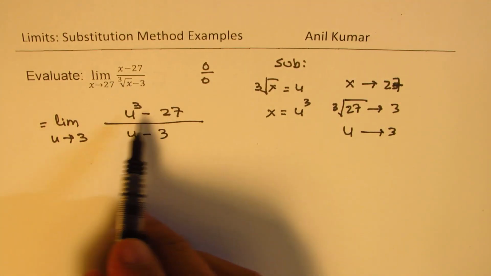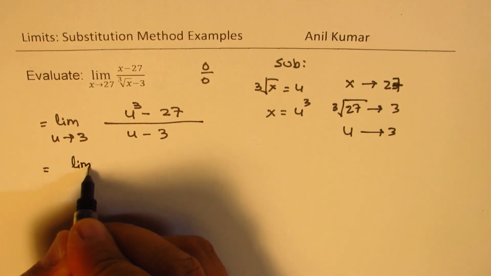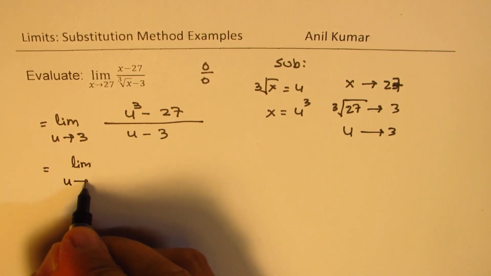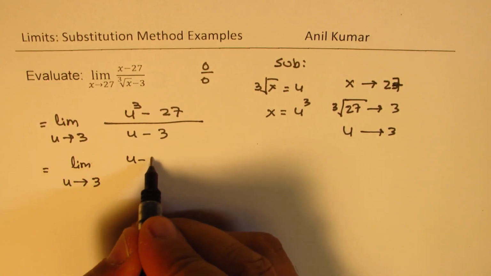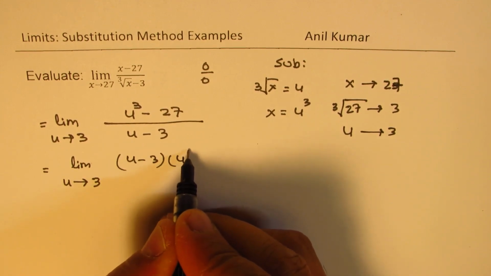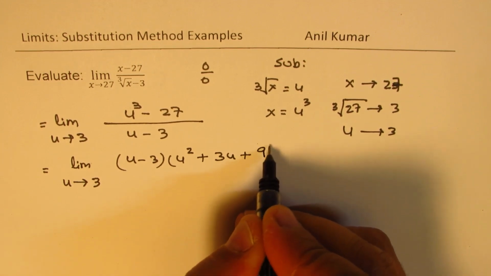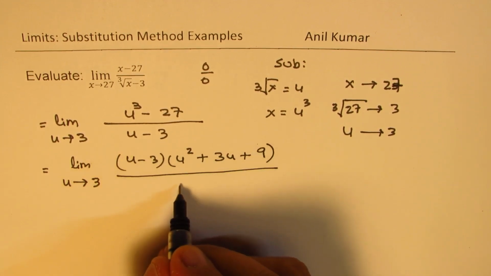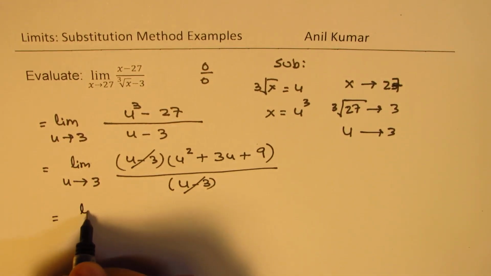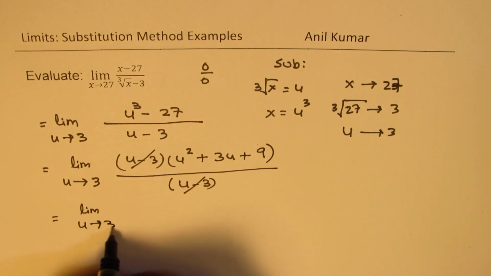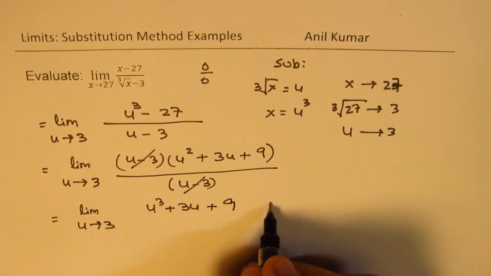So radicals have been changed to cubic functions. That makes it simpler. That's the whole idea, right? So substitution helps you make the problem simpler. The steps are more or less the same. So you get u minus 3 times u square plus 3u plus 3 square, which is 9. So I directly wrote it here. And we have u minus 3 here. This u minus 3 cancels, so we get limit u approaches 3 of u square plus 3u plus 9, right?